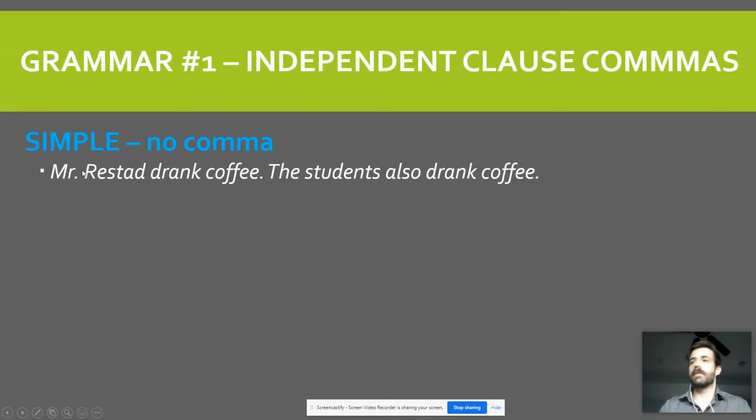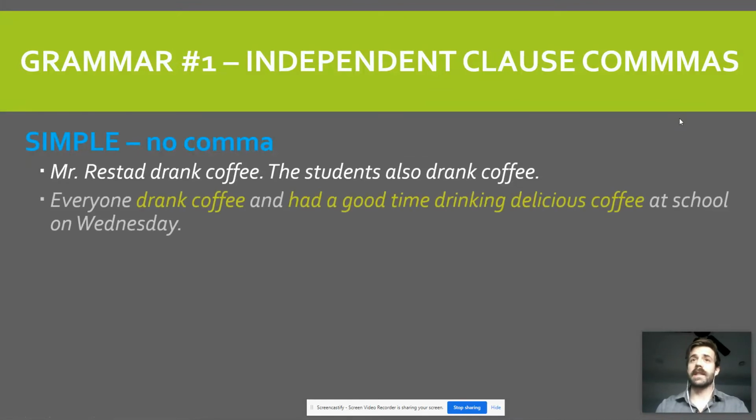So I could say 2 simple sentences. Mr. Restad drank coffee. The students also drank coffee. 2 simple sentences, just living their own life, nothing complicated with commas, but also a pretty boring sentence. I might join these together this way. So everyone drank coffee and had a good time drinking their delicious coffee at school on Wednesday.